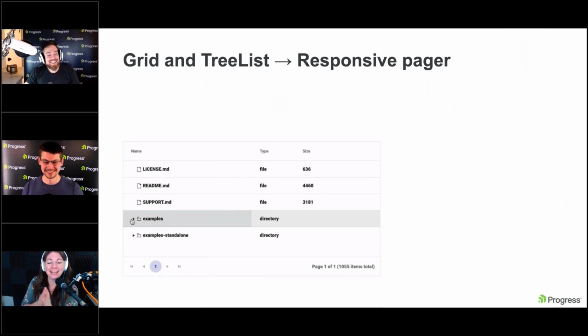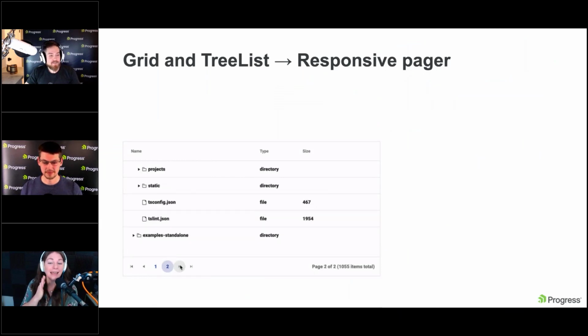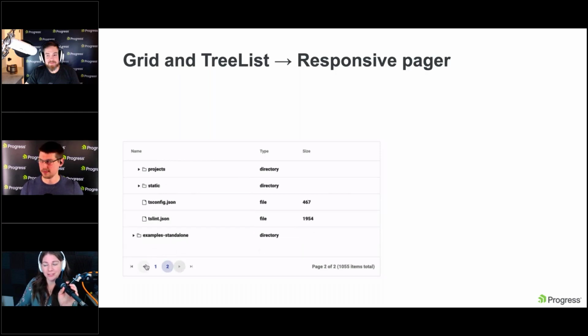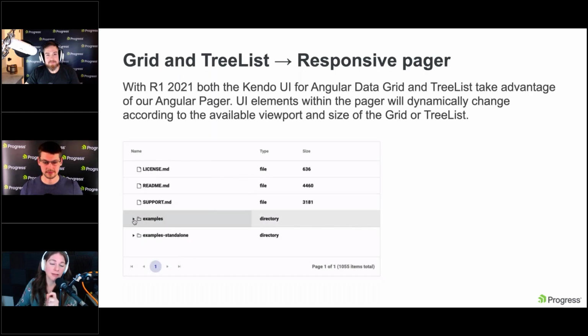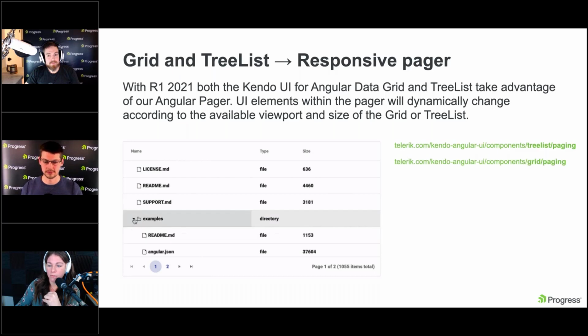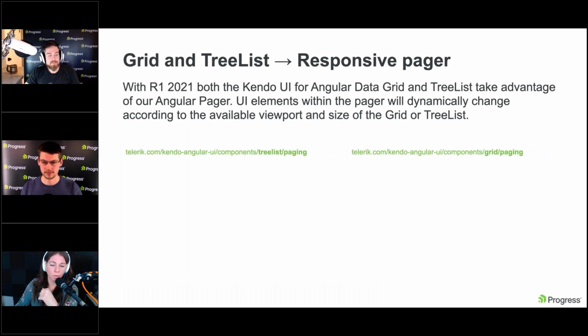Okay, so grid and tree list. What did they get? They both got access to our responsive pager, which you probably have used before on other elements of ours. But the cool thing about the grid and tree list using our responsive pager is that they dynamically change the content according to the available viewport of the grid or of the tree list. So here are the individual docs, tree list / paging, grid / paging, to navigate to either one of those.